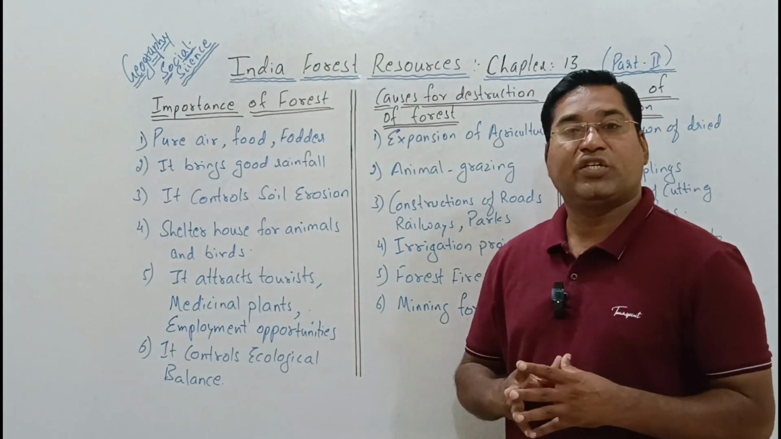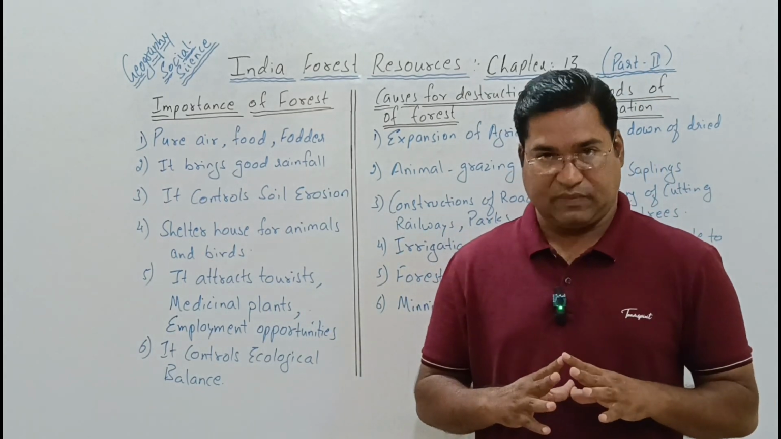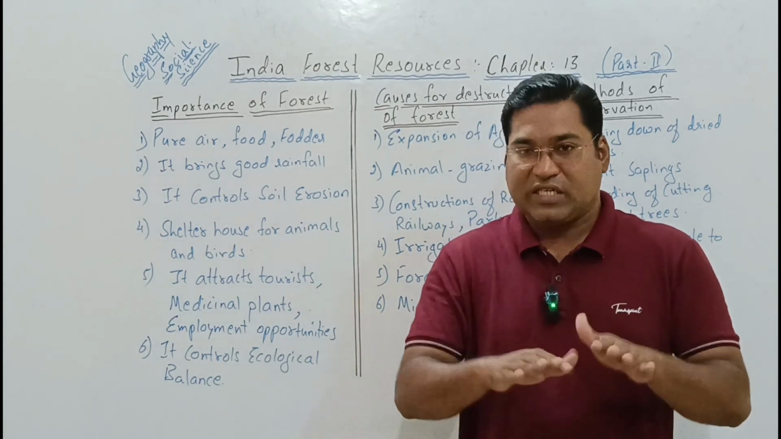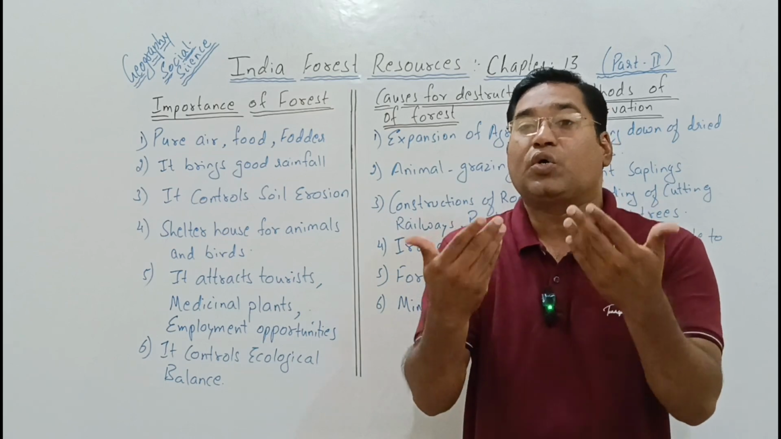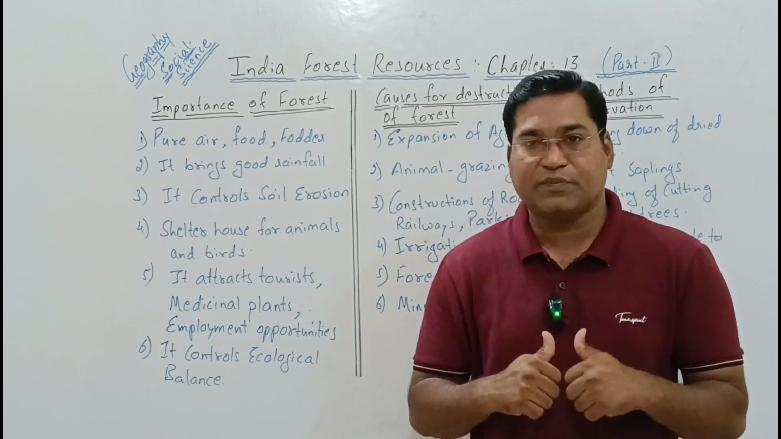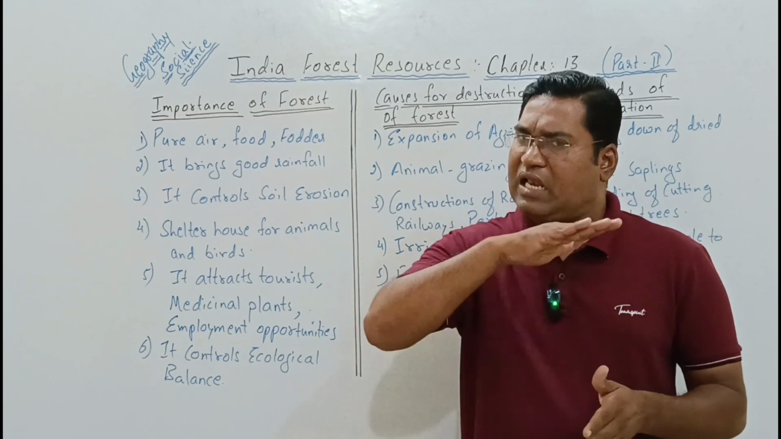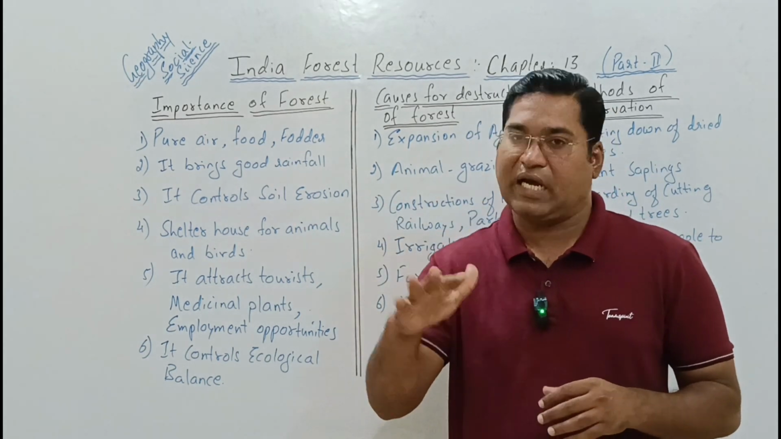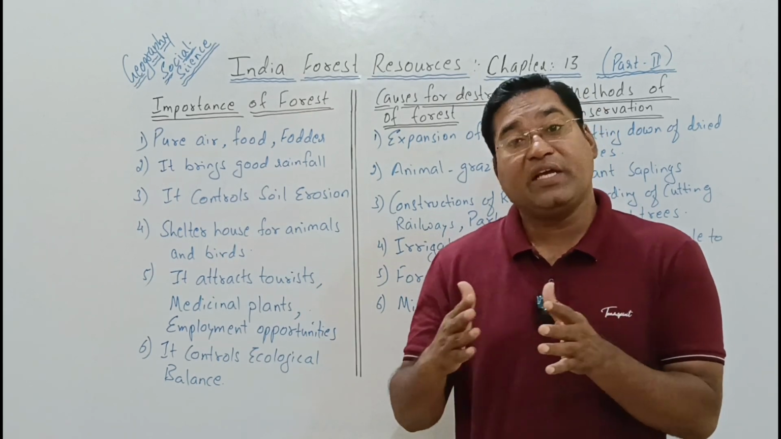Among them, expansion of agriculture. Human beings, for consumption purposes, cut down the trees and convert them into plain surface area to produce goods for consumption, for survival. It has been found that a large area which was covered with forest has been cut down. In the earlier days, it was in the form of shifting cultivation.